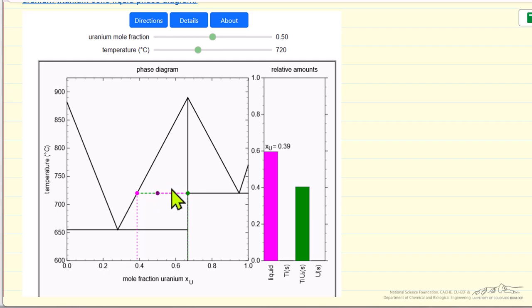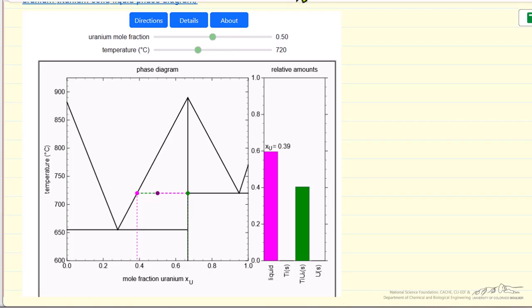And the lever rule says that the amounts of these two phases are proportional. So the amount of this liquid compared to the amount of this compound is equal to the ratio of this length over this length. So as the length far away from the liquid phase gets longer, we have more liquid phase. It's not surprising as we're moving this to the left. And so the lever rule is the same as calculating mass balances.